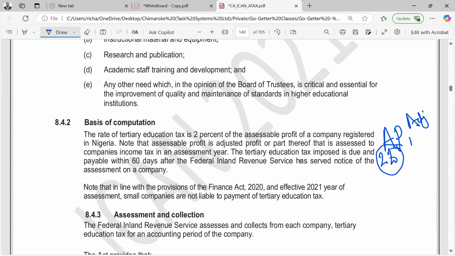But now, when Finance Act 2020 came, which was effective in the year 2021, small companies were not liable to pay tertiary education tax. Normally, because the small companies are having 0% of income tax, it mandates them that your own tertiary education tax will be 0%. All right.